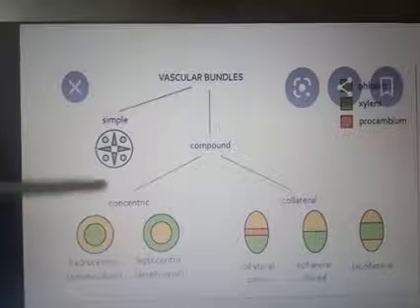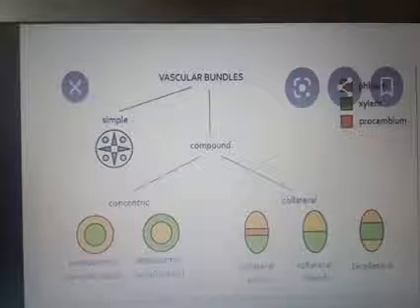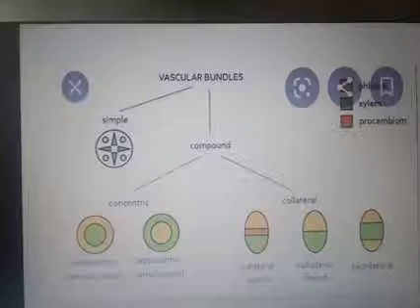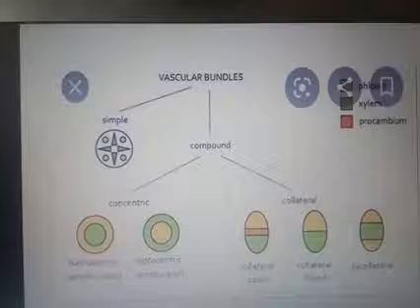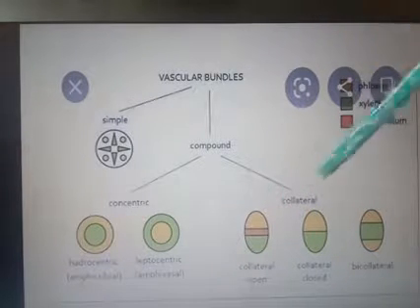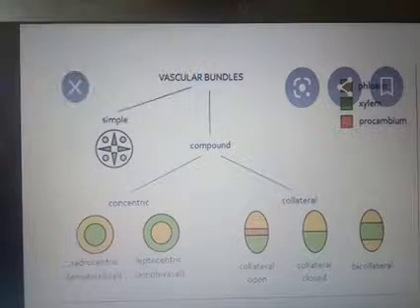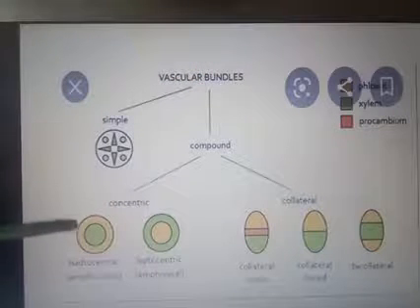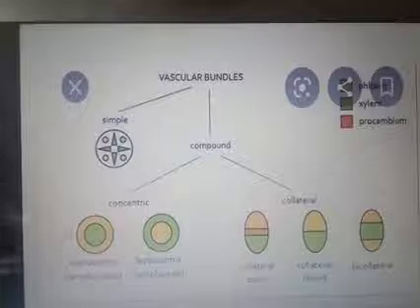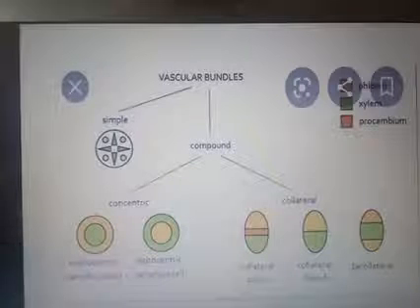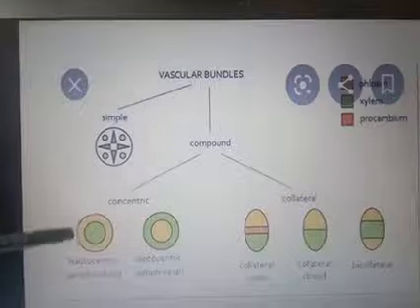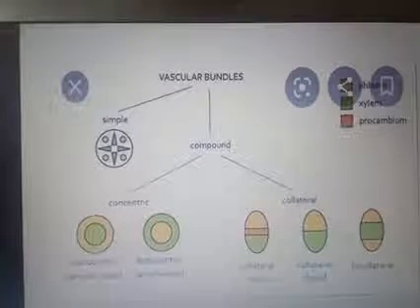The next we are discussing is concentric. Concentric means one vascular tissue is found in the center and surrounded by the other. Here the xylem and phloem are situated in the same or different radii, but one is covered by the other. The first is hadrocentric or amphicribal, where the green portion, the xylem, is fully covered by the phloem.